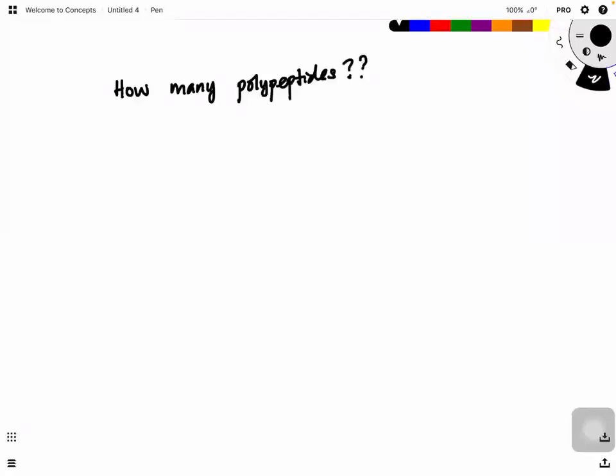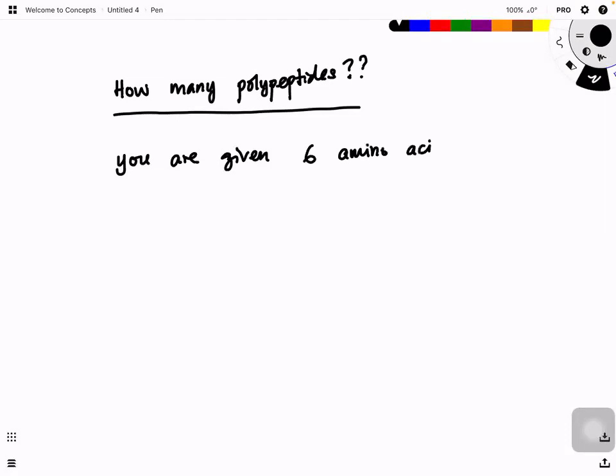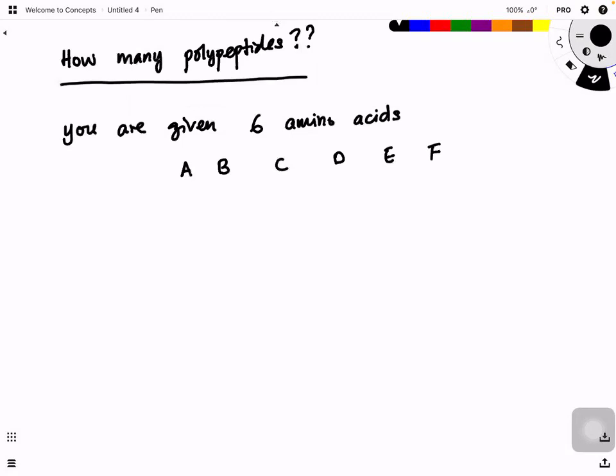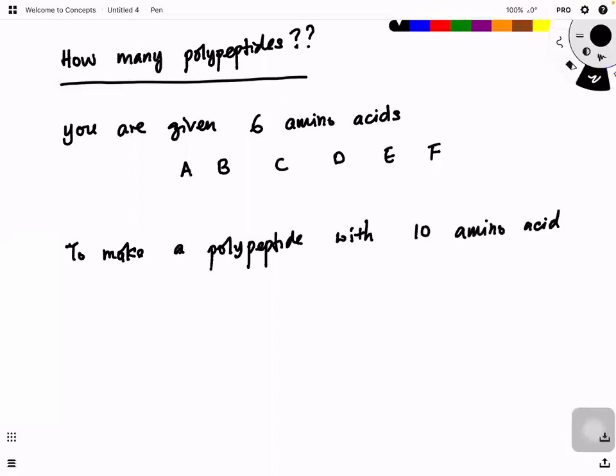Okay, theoretically. So let's say first, you are given 6 amino acids. 6 different types. Let's say A, B, C, D, E, and F. You have 6 different types of amino acids, and you have to use them to build a polypeptide with, let's say, 10 amino acid residues. Now, what does this 10 amino acid residues mean? It means that the length of this polypeptide is 10 amino acids. Are you clear?